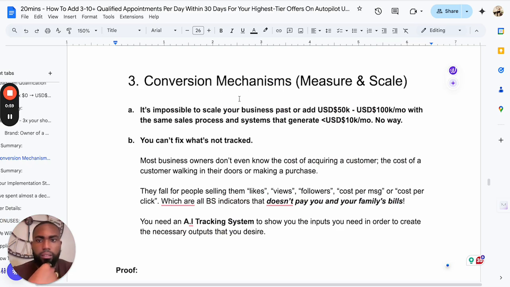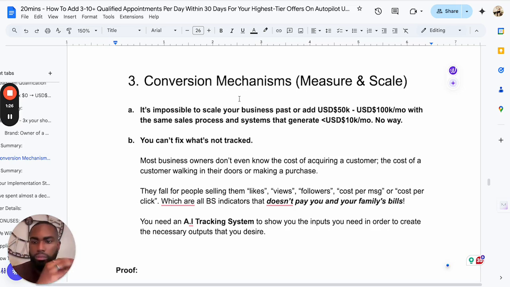And it's impossible for you to scale past 50K, 100K a month, whatever, with the same sales process and the systems I use to generate less than 10K a month, right? And if you are even 1K, 2K, and you want to get to A, same thing, okay? It's the same thing. And you cannot fix what's not tracked.